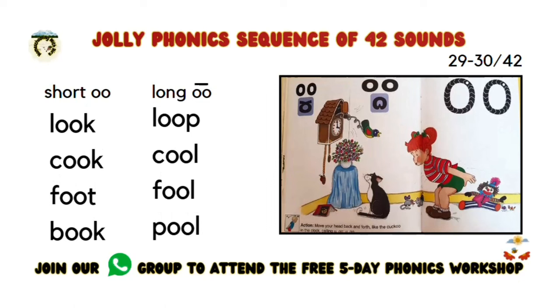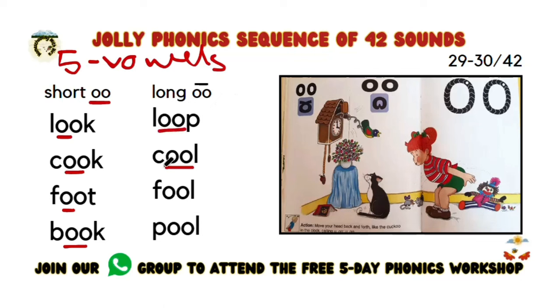Next, we have a vowel sound. This is the short and long U sound. Along with the five short vowels A, E, I, O, U, we have another short vowel sound that is double O, and it's U. It's a two-letter short vowel sound, as in look, cook, foot, book. And this vowel can also say the long sound, OO, as in loop, cool, fool, and pool.